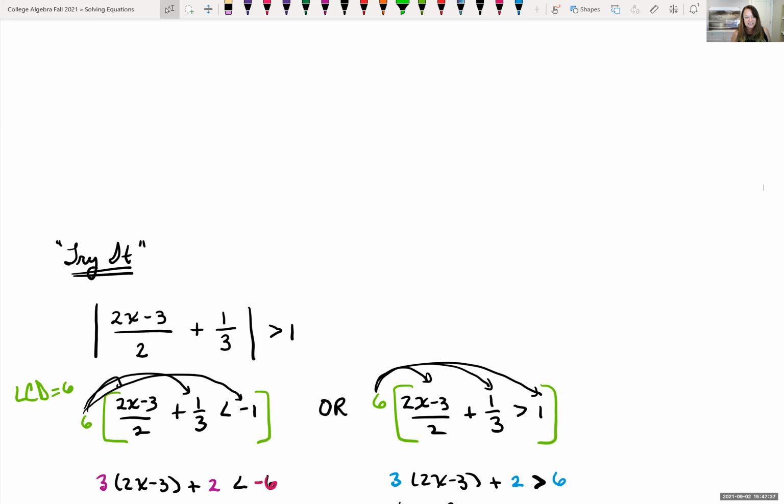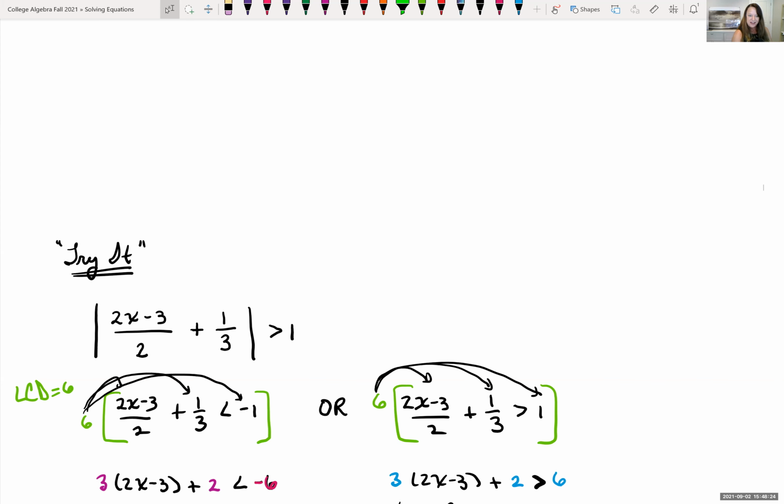So distributing the LCD, you didn't have to do that, but that just gets rid of the fractions. And so distributing the 6 to the first fraction, 2 goes into 6 3 times. So I'm having a 3 left in front of that parentheses, the numerator 2x minus 3. Distributing the 6 to the 1/3, 3 goes into 6 twice. So +2 is less than 6 times -1, so -6. Same sort of idea on the right inequality. Distribute that 6, we get what we had gotten on the other one, except that this is greater than +6.